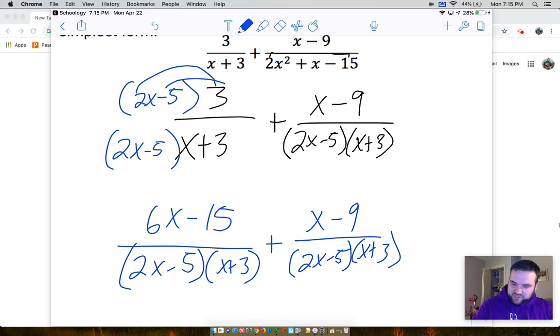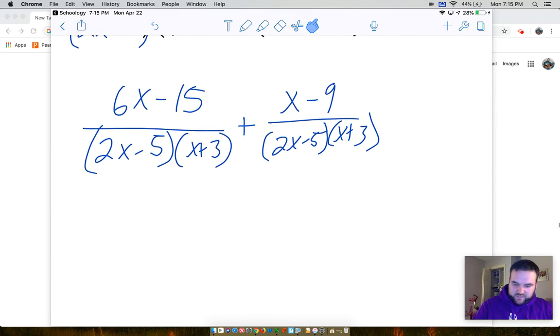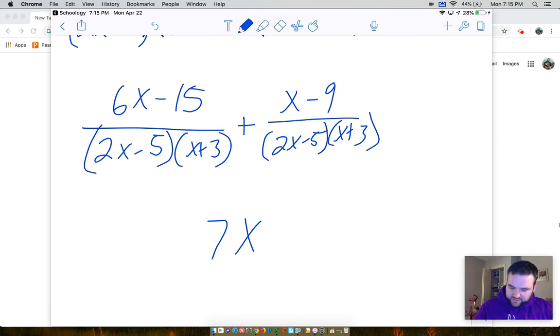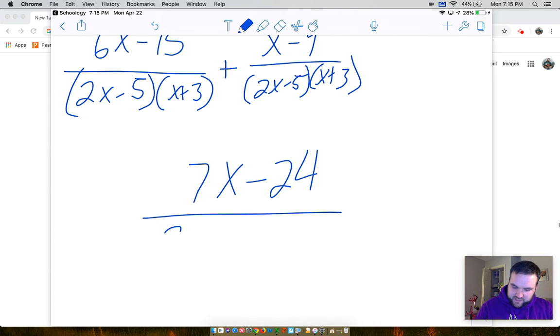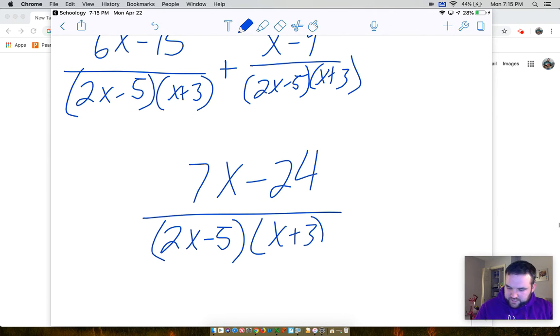This is an addition problem, so I'm just going to combine like terms on top. I see I have 6x plus 1x, so that's 7x. Negative 15 plus negative 9 is negative 24. That does not have a GCF, so it's over 2x minus 5 times x plus 3, with a domain restriction of x cannot be negative 3.